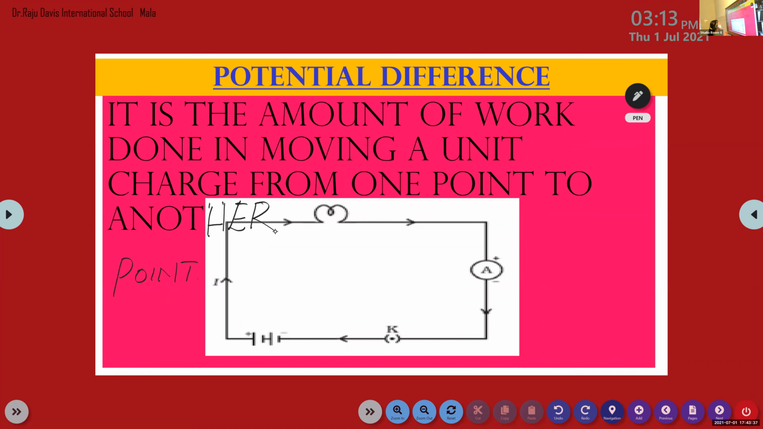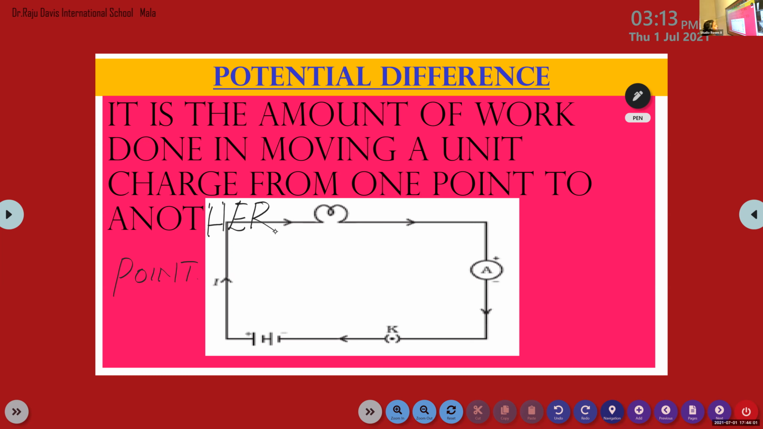Whenever the charge is moving from a positive terminal to a negative terminal, then only can we say the current is flowing through a circuit. So in order to move the charge from one terminal to the next terminal of the circuit, we need to do some work, and that work done to carry the charge from one terminal to another is known as potential difference, or voltage.